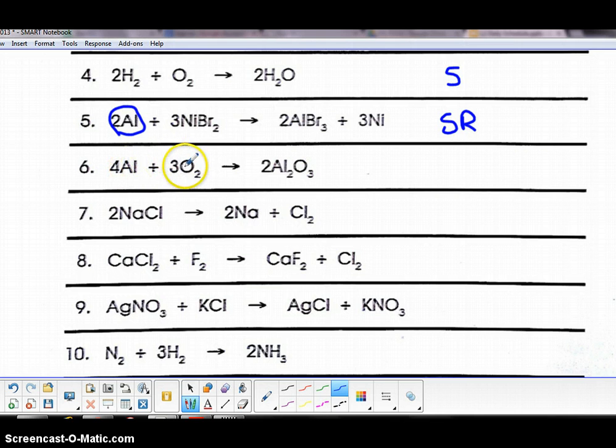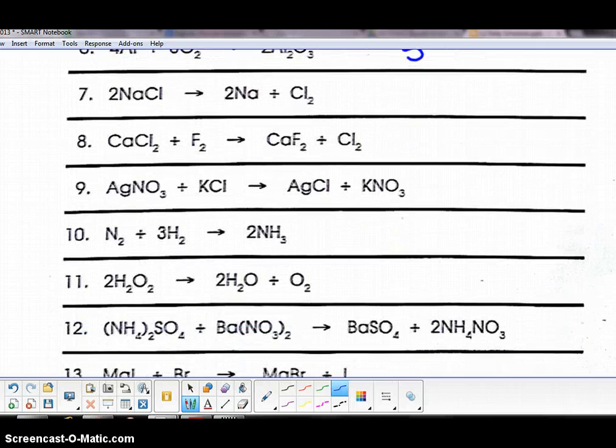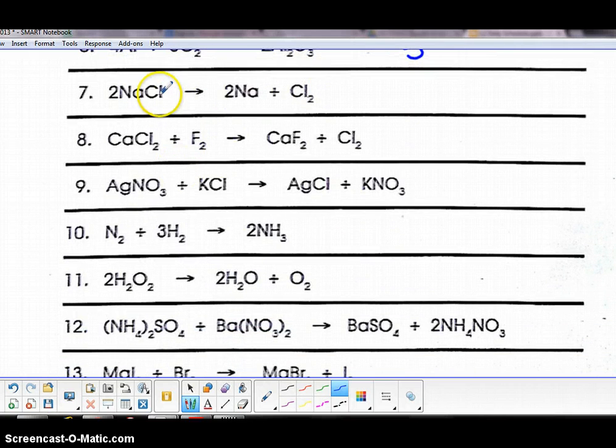Let's see here, I have 2 becomes 1. I'm making something, so that's, again, synthesis, just like number 4 was 2 became 1. Number 7, I count 1, 2, 3 things, and we said that there are 3 things, then it's either a synthesis or a decomposition. So I have 1 becoming 2, and that's a decomposition.